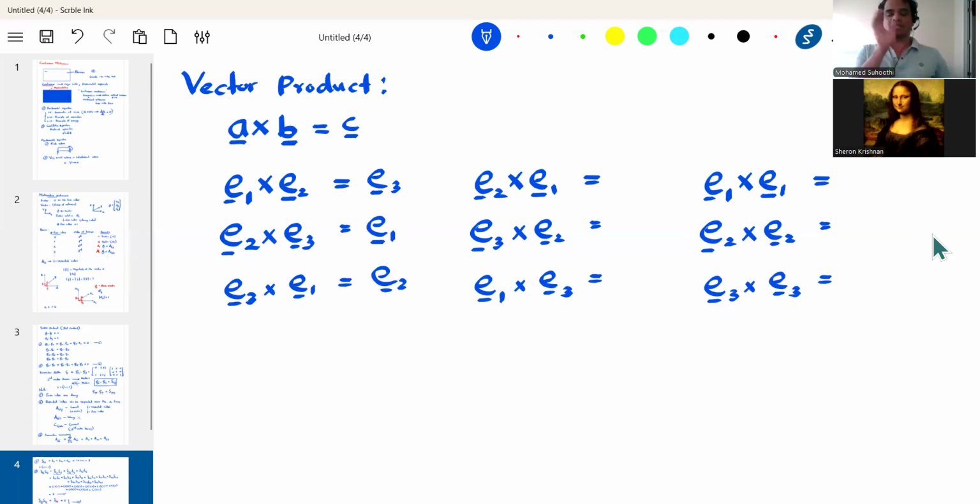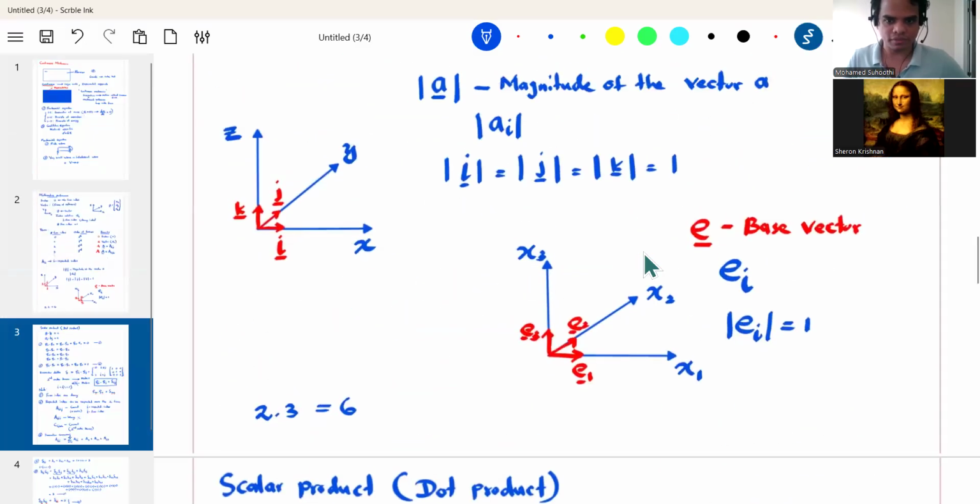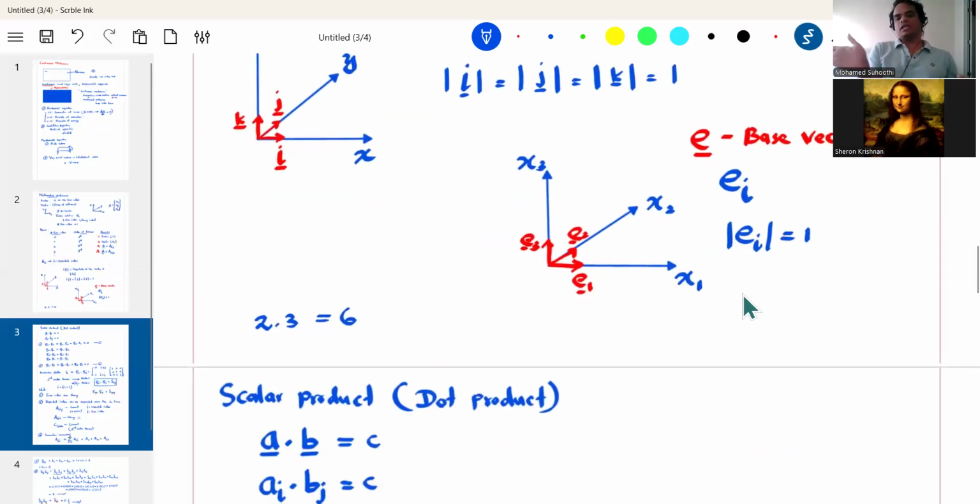E1 is actually the x vector, right? So let me go to this one. Now E1 cross E2, you will get E3. E2, I align with the E2 direction, E3, E1. Now E3 cross E1, I'll get E2, right?